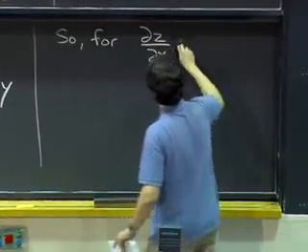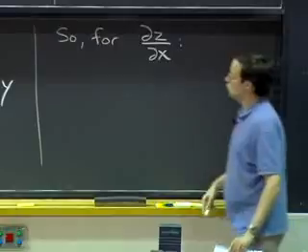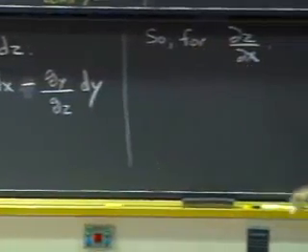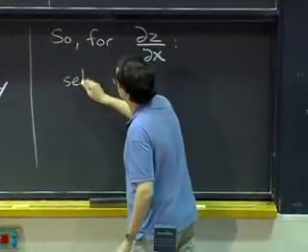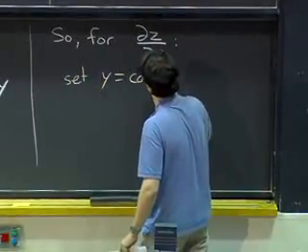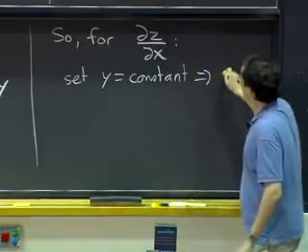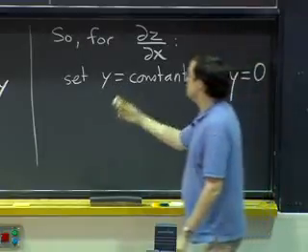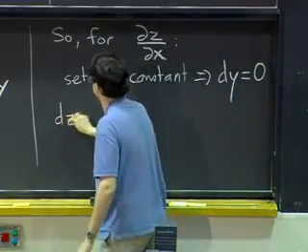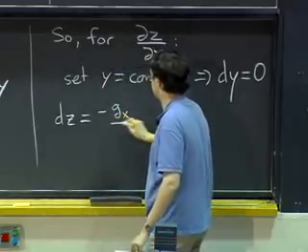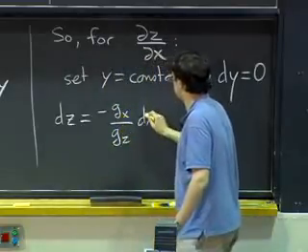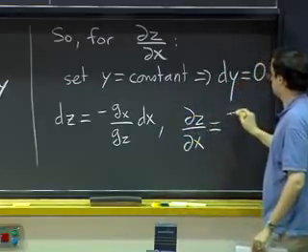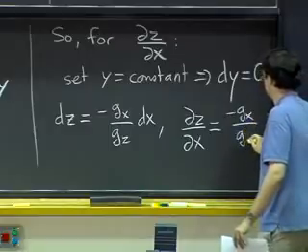And so if we want partial z over partial x, one way is just to say that's going to be the coefficient of dx in here, or just to write it the other way: we are setting y equals constant. So that means we set dy equal to 0. Okay? And then we get dz equals negative g sub x over g sub z dx. So that means partial z over partial x is minus gx over gz.